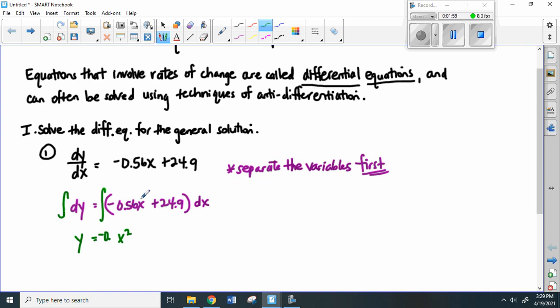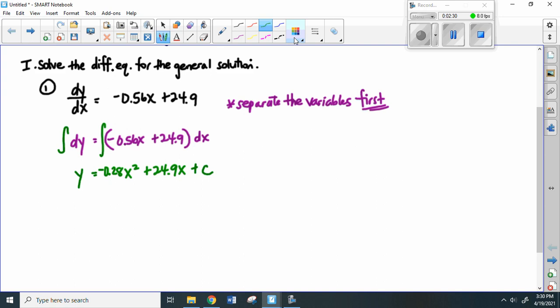All right, so we actually, oh, I didn't give myself enough room. We actually get a little bit smaller of a decimal. All right, and then we put an x on this one. And then don't forget we're finding the general solution, so we put a plus c. Now, if you are given some other information that you could use to find c, okay, then you could solve for c and find the particular solution, okay? So I'm actually going to give us an example of that.